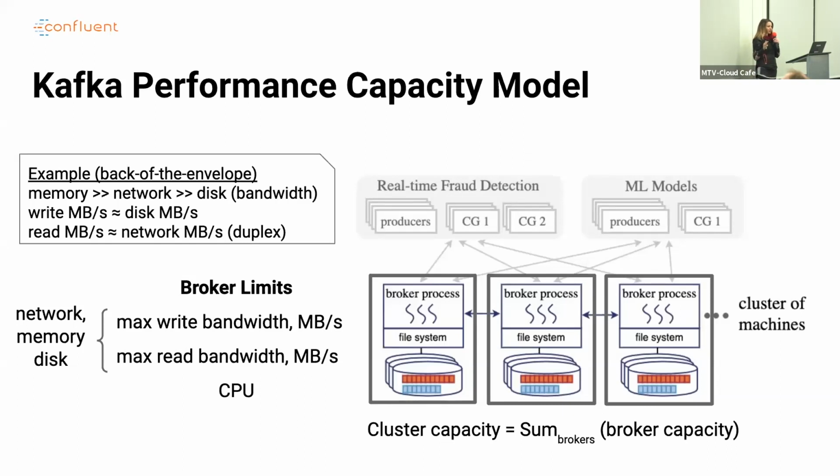For example, in most cases your memory is faster than network and faster than disk, right? So if you think of write capacity, normally you produce to the broker, which writes to disk. Even though usually we would write to memory, we still have to flush it to disk. So the sustainable bandwidth you can get is pretty much bounded by your disk. So you can say the broker can do maximum write based on my disk bandwidth.